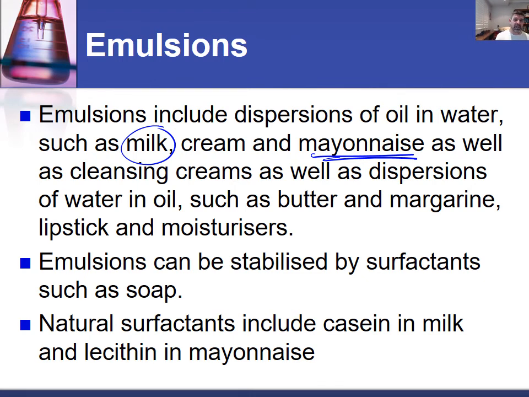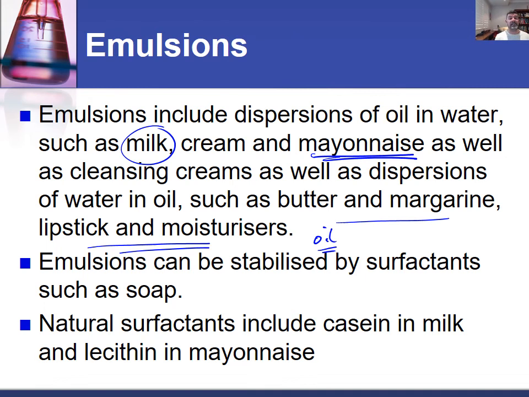Dispersions of water in oil, so the other way around, are things like butters and margarines and lipsticks and moisturizers, where it's actually the oil that's the base, or the solvent if you prefer, and water droplets that are being distributed evenly around. So we can have emulsions of oil in water, and we can also have emulsions of water in oil, and of course other substances as well.